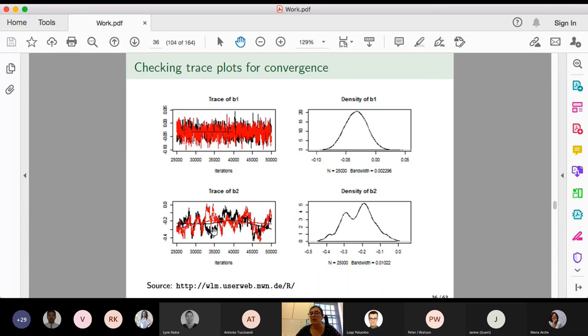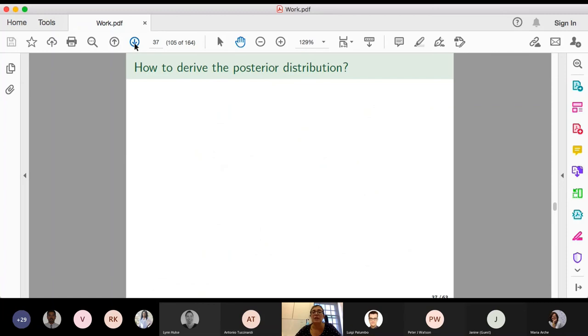And at the bottom, you will see a case where it has still not converged. The black and red chains still behave differently. And you can also see that the posterior is quite irregular, which can also be an indication of lack of convergence. I just want to make you aware that you need to check convergence if you are using some MCMC algorithm. And if you are using software packages that apply this algorithm for you, so you don't need to write the algorithm yourself, you need to make sure that you are checking convergence.